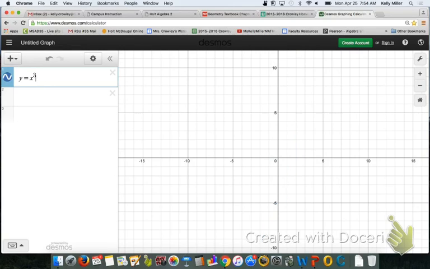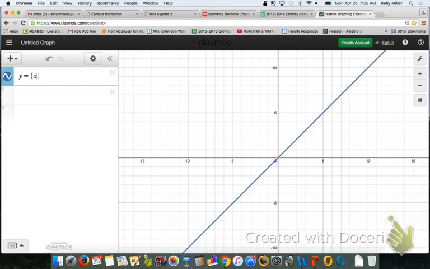How would I move it left and right? Put it in the parentheses again. So plus 5 to the 3rd power shifted it to the left 5. If I make this a minus 5, what's going to happen? It's going to go to the right 5. If I added a plus 2 at the end, what would happen? It would go up 2 spaces. If I made it minus 2, it would go down 2.